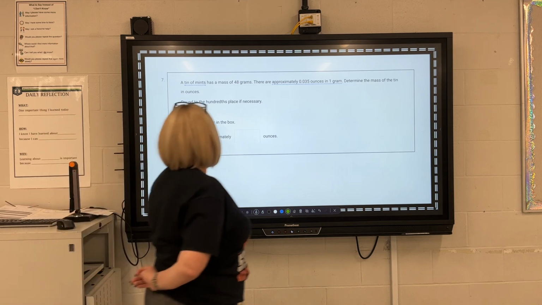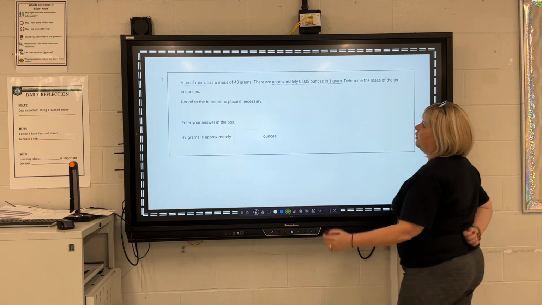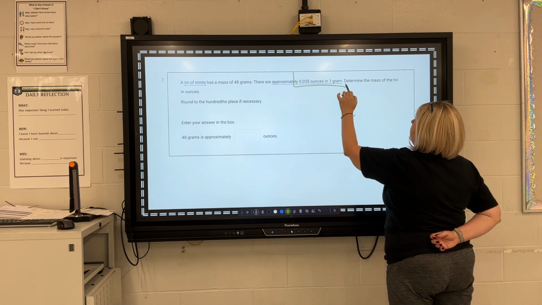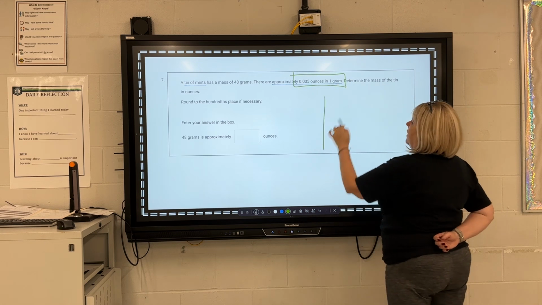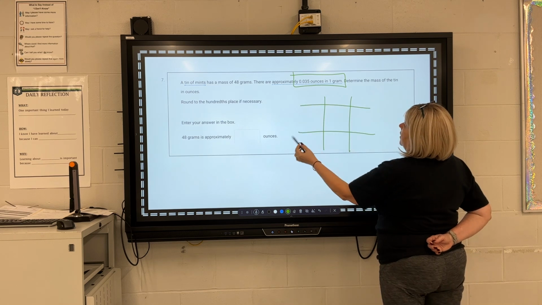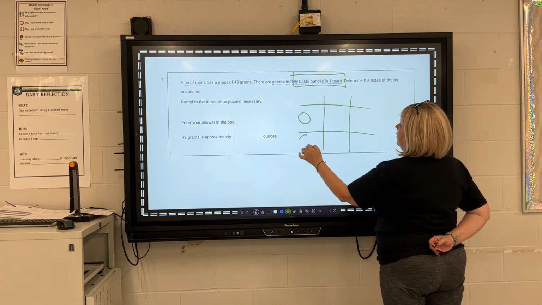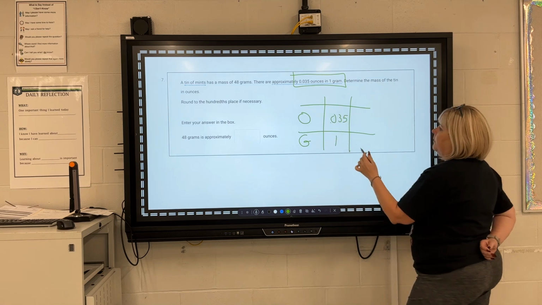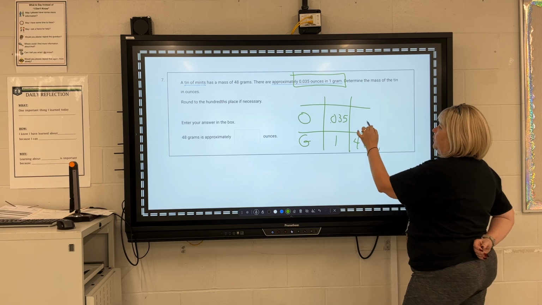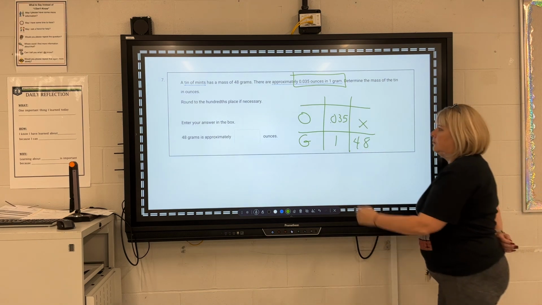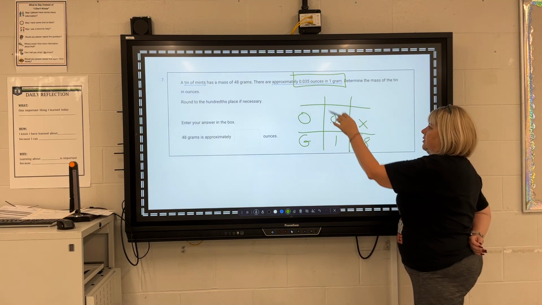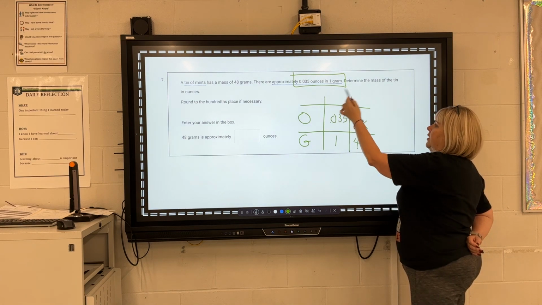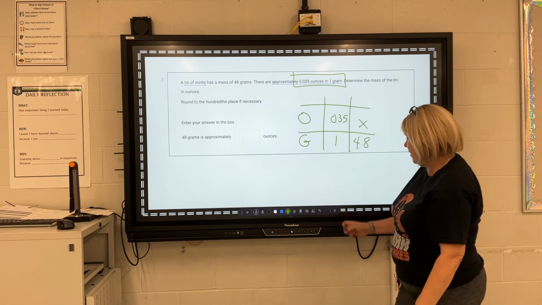Number 7, a tin of mints has a mass of 48 grams, or approximately 0.035 ounces in a gram, to determine the amount of ounces. Okay, so we have ounces and grams. It is 0.035 in 1 gram. We want to know how many are in 48. So you can cross multiply and divide, or you can multiply 0.035 times 48 to get the answer.